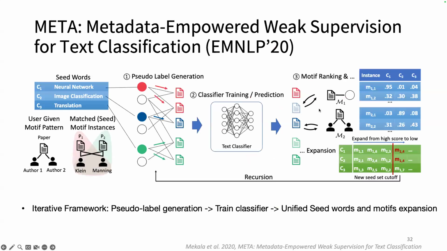So what we do is we propose metadata empowered weak supervision. This is the whole framework, where it takes seed words and the motif patterns that the user believes to be label indicative as input, in addition to the unlabeled documents. Then we generate pseudo labels using motif instances, and then we train the classifier. After we train it, we expand the motif instances and repeat this process. Just like what we did in the previous paper, in addition to seed words, we also consider the metadata. So we expand the metadata information as well. And to identify the label indicative patterns, the ranking is done by personalized PageRank scores.